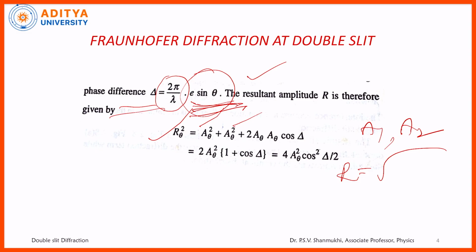So substituting the same thing, we get 2 A theta square taken out common, so 1 plus cos delta. What is 1 plus cos delta? 2 cos square delta by 2. So therefore 2 into 2, you will get 4 A theta square cos square delta by 2.